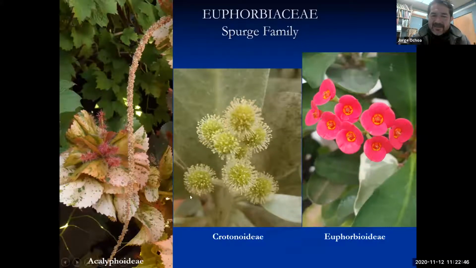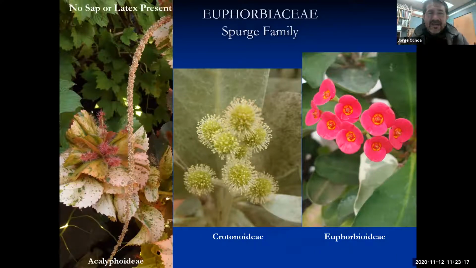And then we have the Crotonoideae or the croton, which the common croton that we've already seen in class, you are familiar with. And then we have the Euphorbioideae or the Euphorbia with the type genus Euphorbia as the more important one. So there's going to be different things about the different subfamilies that will be very important for you to know. And so if we look at the first subfamily, it's going to be Acalyphoideae.